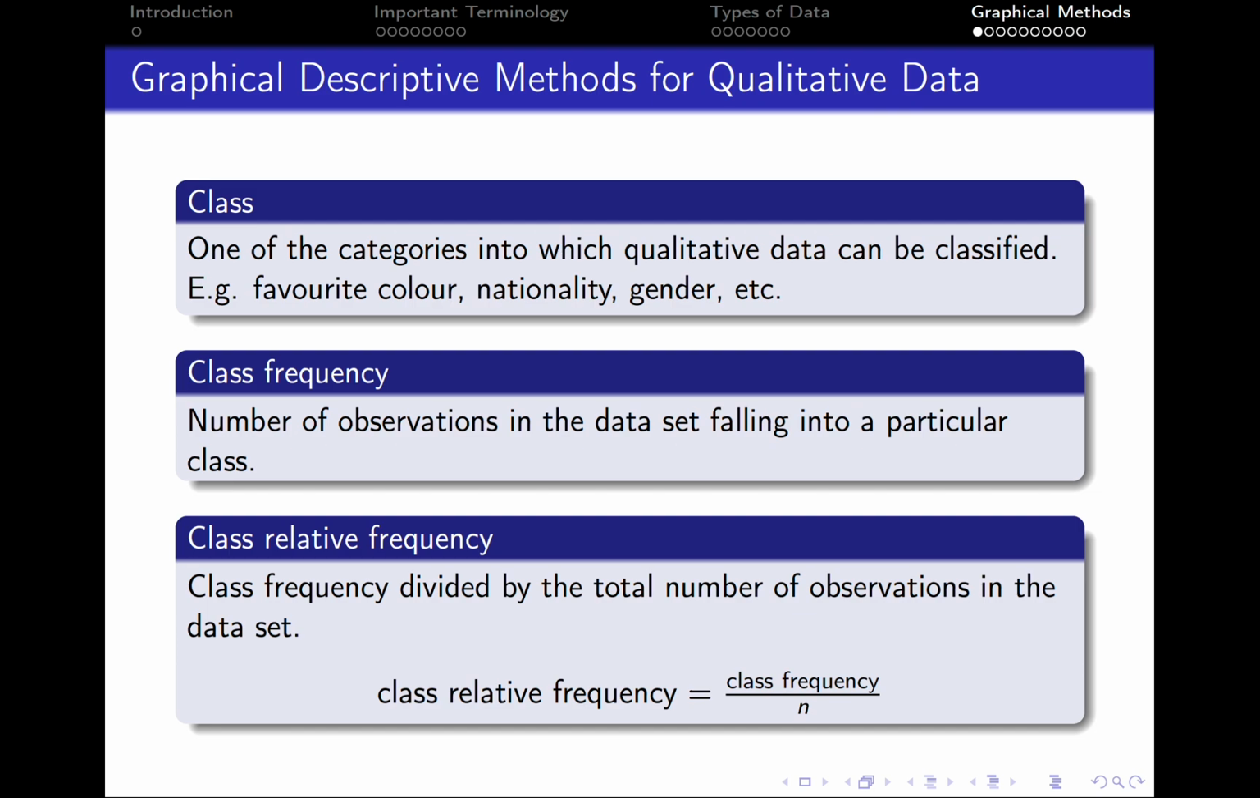For example, like favorite color, blue, pink, purple, nationality, gender, etc. Class frequency, this is the number of observations in a particular class. For example, 5 people like red color, or 6 people like blue color, or there are 5 females. So this is the class frequency. And class relative frequency, this is the number of observations in a class divided by the total number of observations. For example, 5 people like red color and 20 people in general responded to the question about their favorite color. So 5 divided by 20, this will be the class relative frequency.